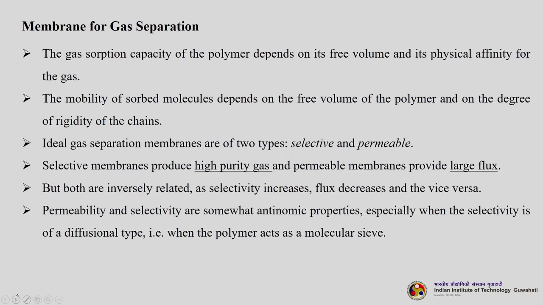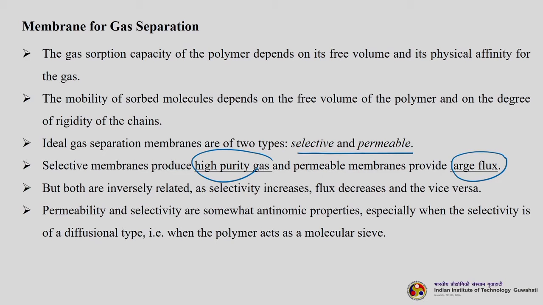Membrane for gas separation. The gas separation capacity of the polymer depends on its free volume and its physical affinity for the gas. The mobility of the sorbed molecules depends on the free volume of the polymer and on the degree of rigidity of the chains. Ideal gas separation membranes are of two types: either selective membranes or permeable membranes. Selective membranes produce high purity gas, and permeable membranes provide larger flux. So, there is a trade off between high purity of the gas yield and high permeability. So, you need to balance between these two, right.